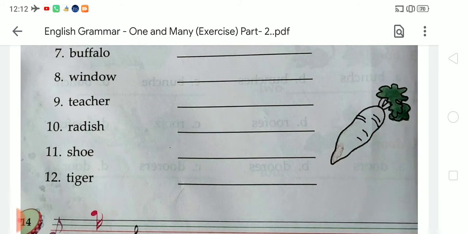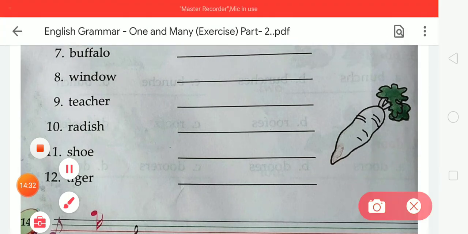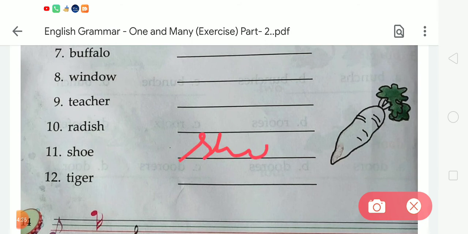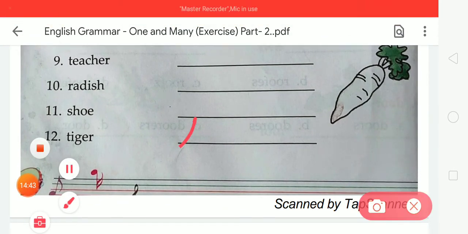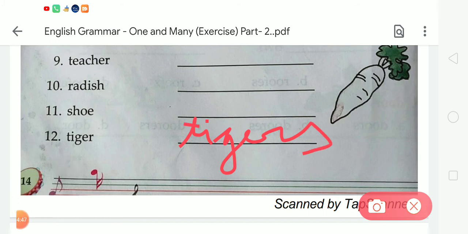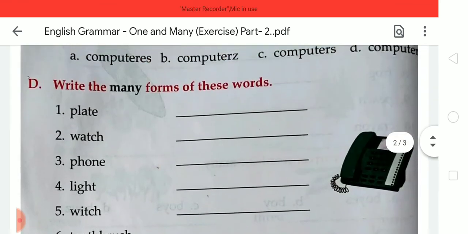Okay, now the next, in 11 there is a shoe. Okay, so we have to add here S, so it will be shoes. Okay, in 12 tiger, so we have to add S, so it will be tigers. So like this you have to complete this given exercise, which is exercise D.